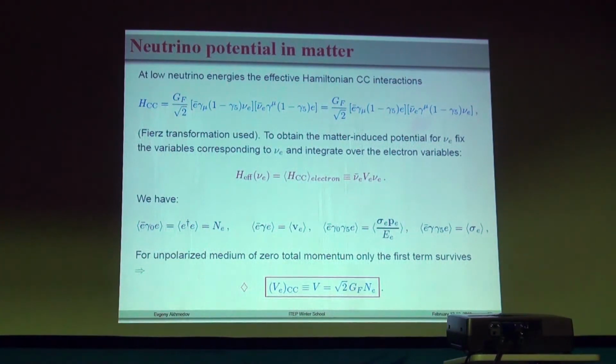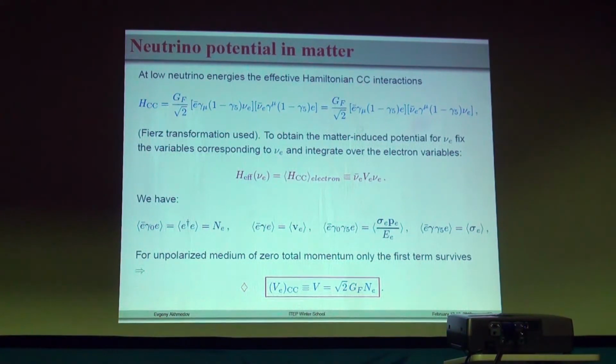Next, what we want to do is the following. We follow the properties of a given neutrino, but we integrate over properties of all the electrons in the medium. So we fix the variables which correspond to the neutrino, and we take the expectation value over the state of the electrons in the medium. This is not the vacuum expectation value, actually. This is the expectation value over the macroscopic state of matter. I average over all the electron variables. So these expectation values should be understood in this way.